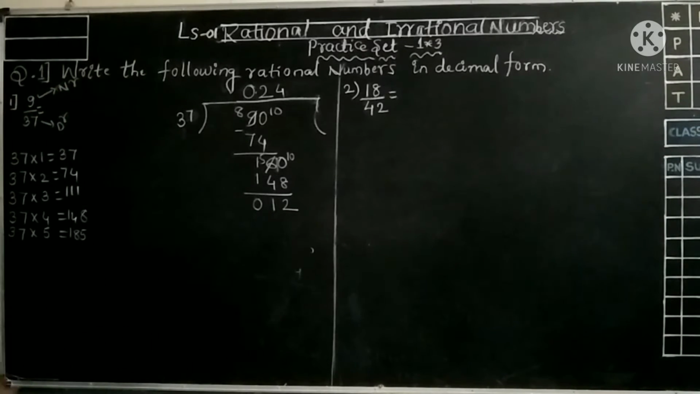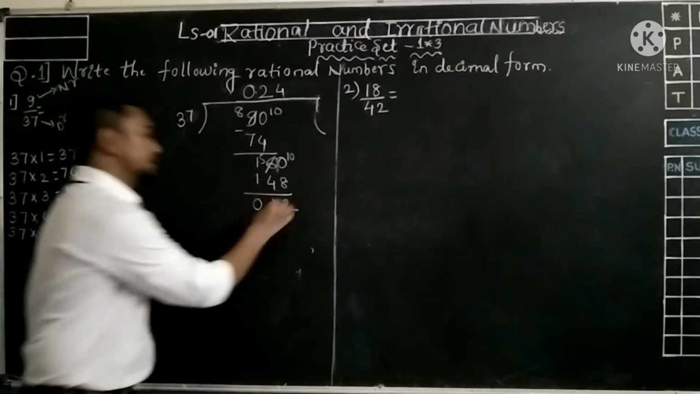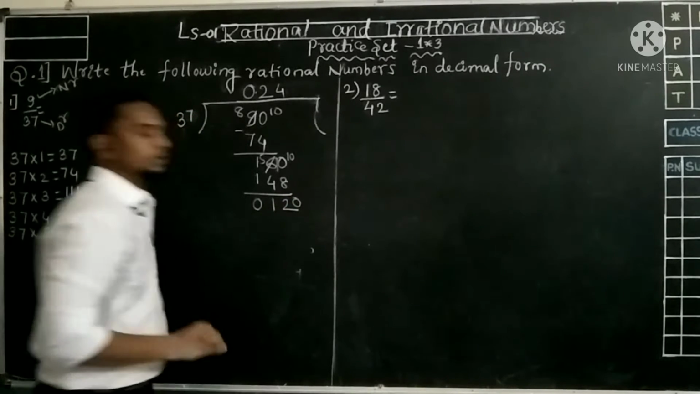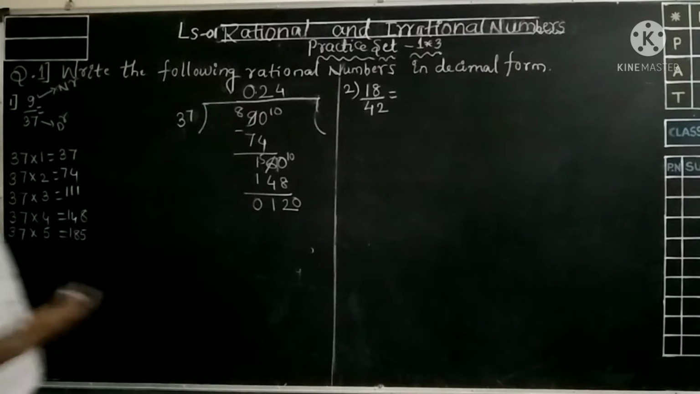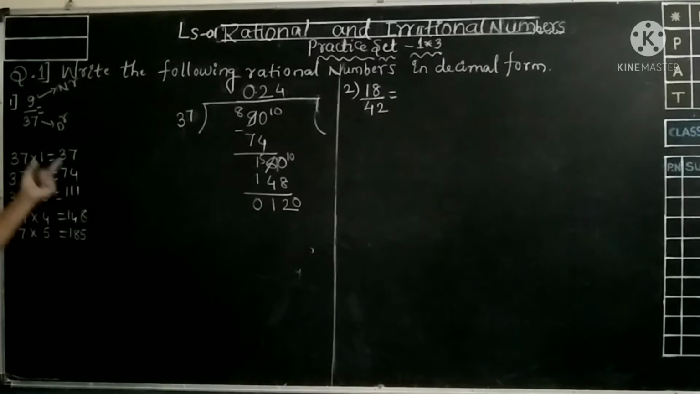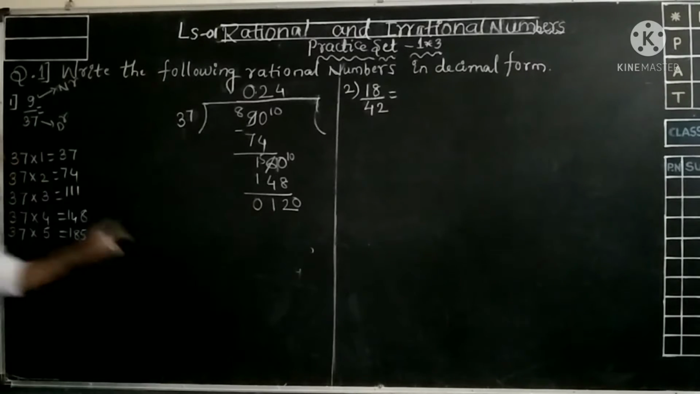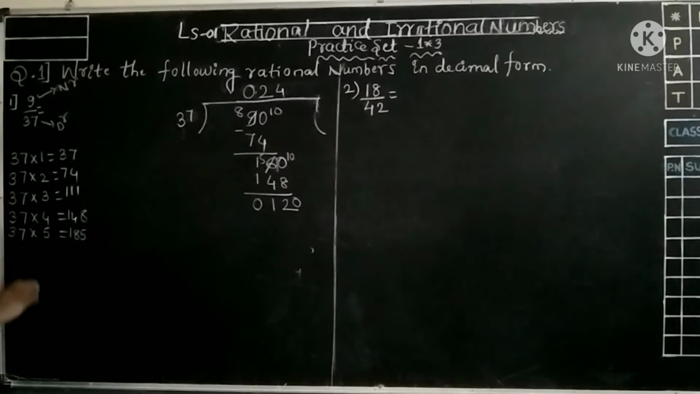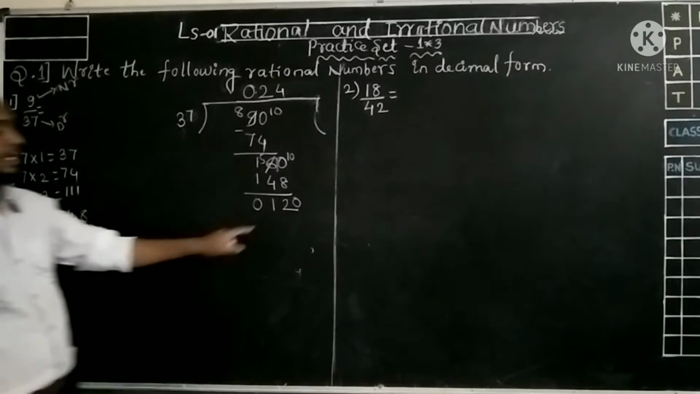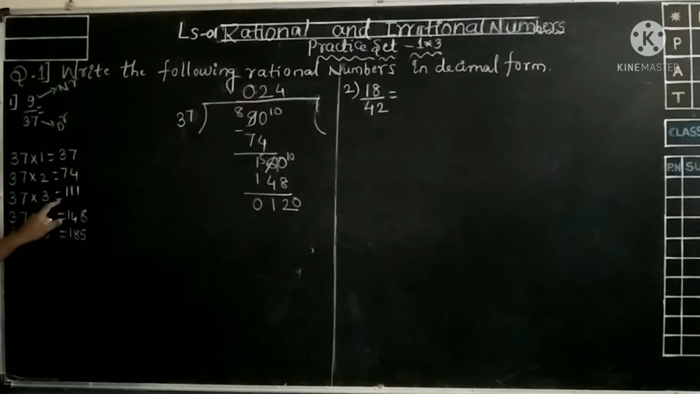Again, now we will take a decimal point, that is 0. Now we will search for 120 in 37's table. 37 1s are 37, 37 2s are 74, 37 3s are 111, and 37 4s are 148. Therefore, 120 is not in 37's table.